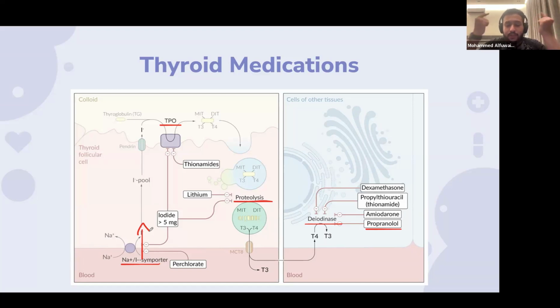Remember the side effects of the thionamides. Propylthiouracil and methimazole cause agranulocytosis. Remember that PTU has more hepatotoxicity, hence methimazole is usually given. In pregnancy, methimazole is teratogenic in the first trimester, so you give PTU in the first trimester, then switch back to methimazole in the second and third trimesters. Remember this for the thyroid medications and thyroid pharmacology.